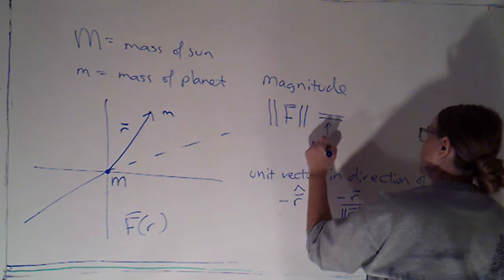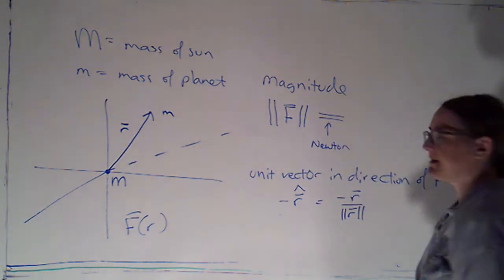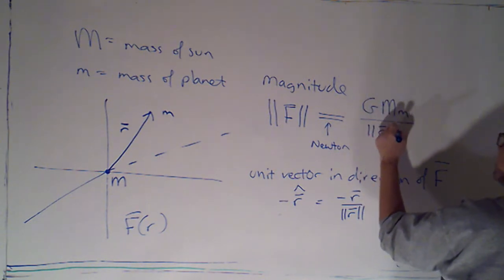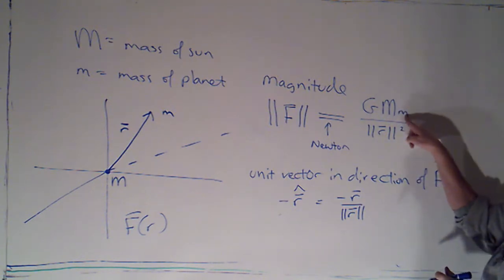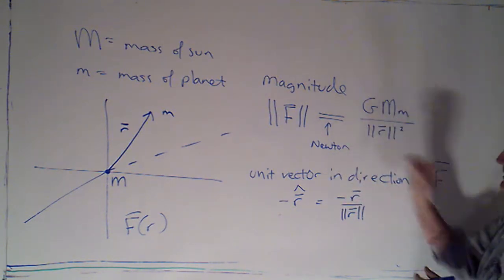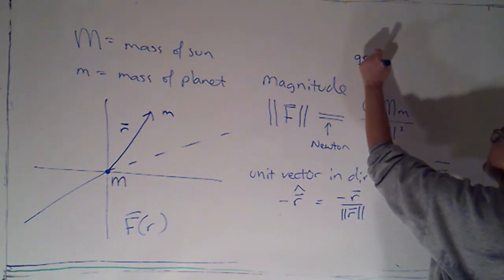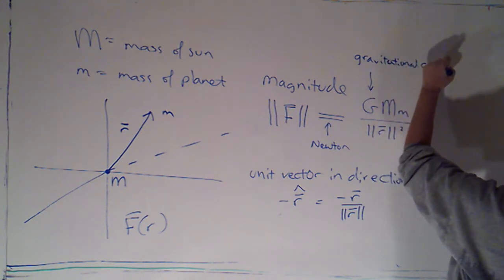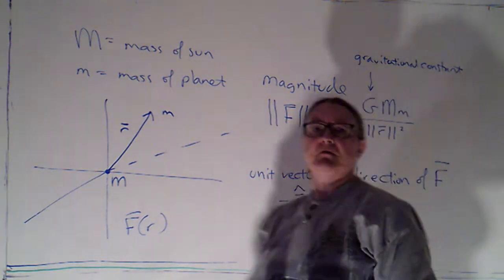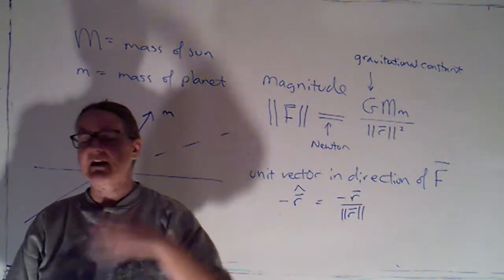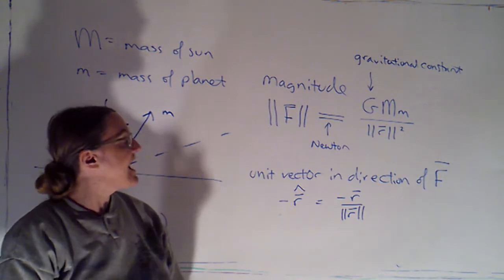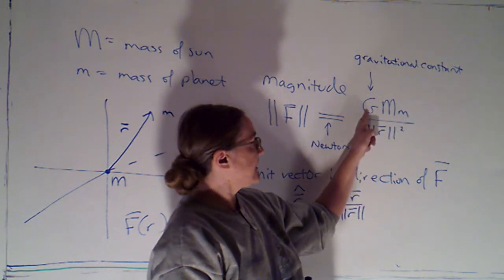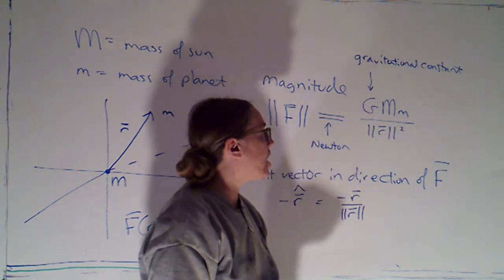Okay. Now, the magnitude of the force, this we're going to get from Newton. And some of you might be familiar with it, and some of you might not. It's going to be G M m over the magnitude of r squared. M and m are the masses of the sun and the planet, respectively. G is a gravitational constant. Those of you in physics might actually know what the numeric value of that is. I never remember it. I just write G. Okay. But we get the product of the masses times this constant divided by the magnitude of r squared.